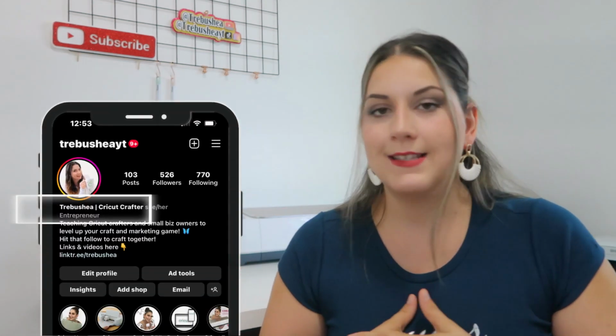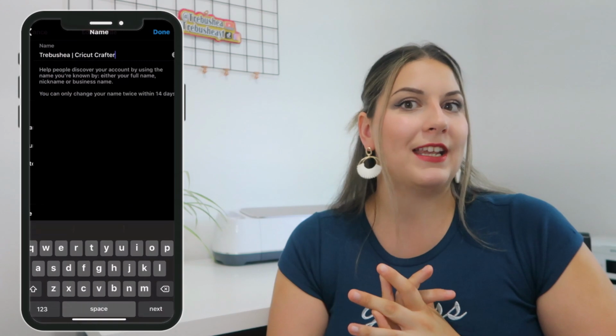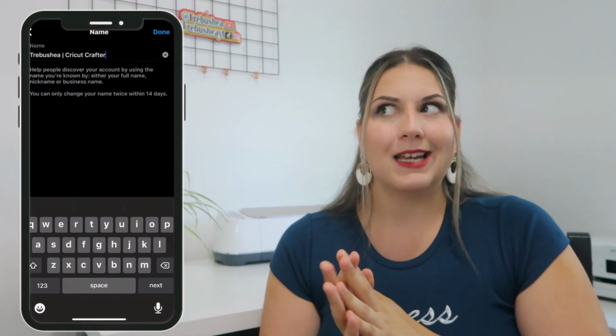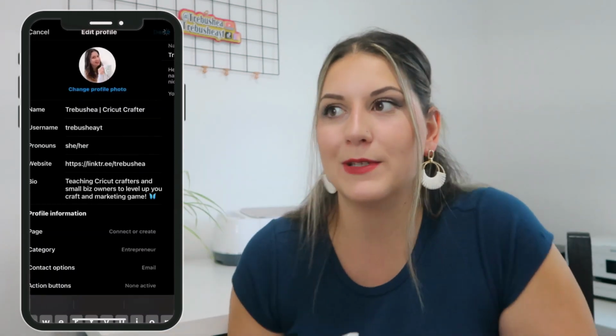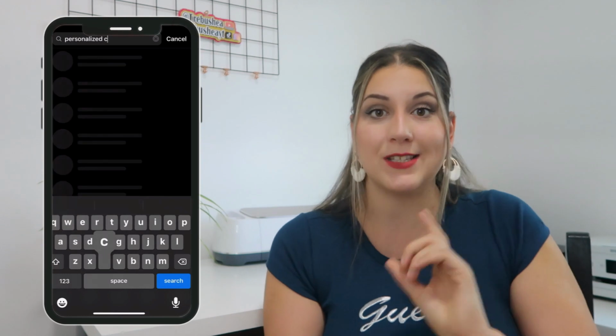The second portion that is searchable is your name. And instead of just putting your actual name, though you can totally do that, try to put in the category. Is it handmade? Is it personalized or customized items or cups? Whatever it is, because remember, these are searchable portions of your bio.